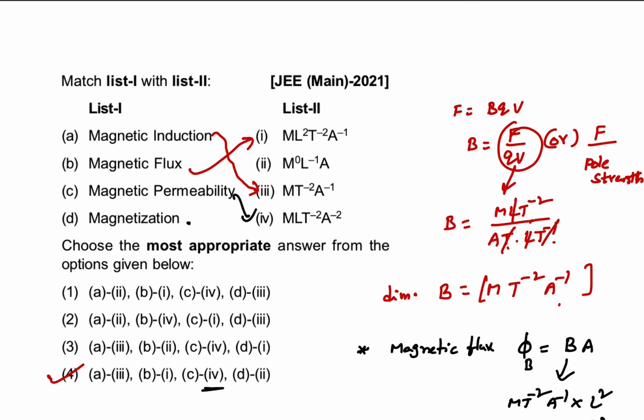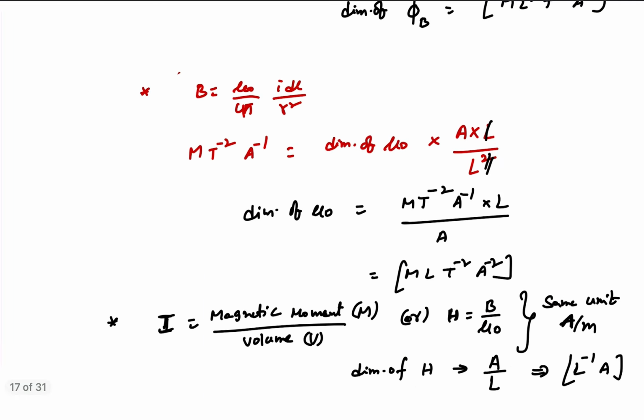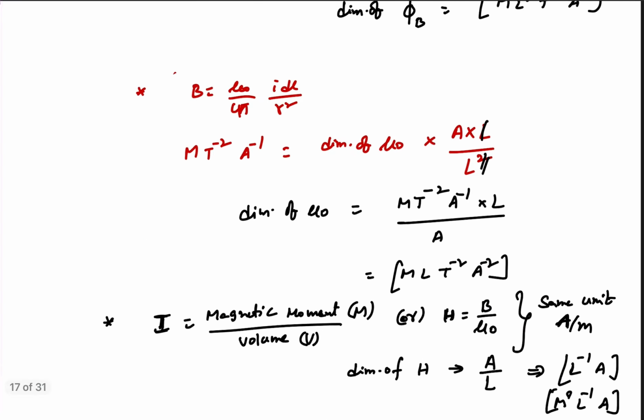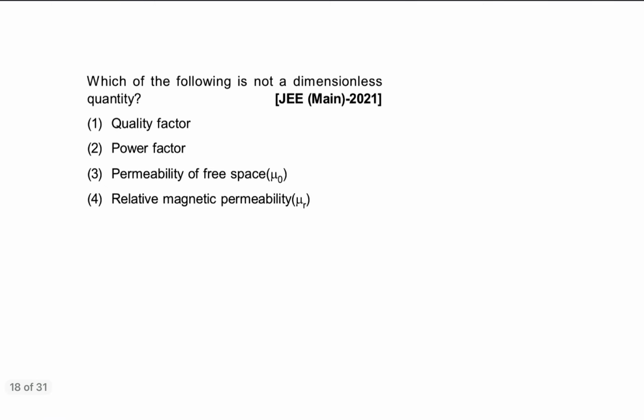M power 0, L power minus 1, A. You can see this second option is correct. Here the M term is not there, that's why you write M power 0, L power minus 1, A. This is the dimensional formula of the intensity of magnetization or magnetizing field, both you can write.